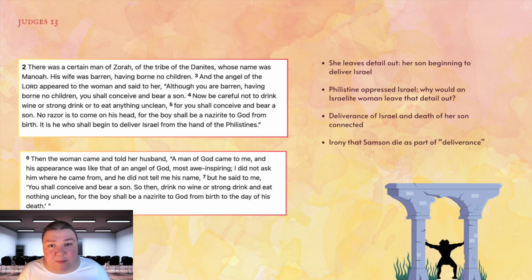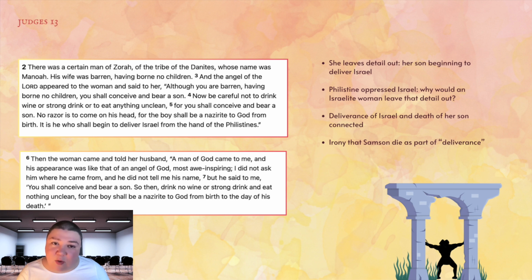You may notice here that in her report, the woman leaves something out of what the angel told her. She leaves out the bit about her son beginning to deliver Israel from the Philistines. During this time period, the Philistines were a neighboring people who oppressed Israel and ruled over them. Thus the promise of a man who will begin breaking the Philistines' grip. But why would an Israelite woman leave that detail out? Wouldn't this be good news to her? The author highlights this variation in the repetition to us.